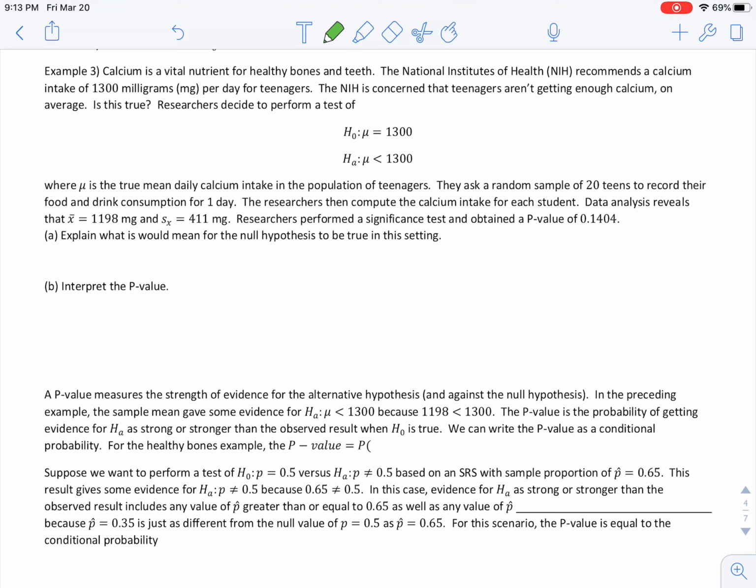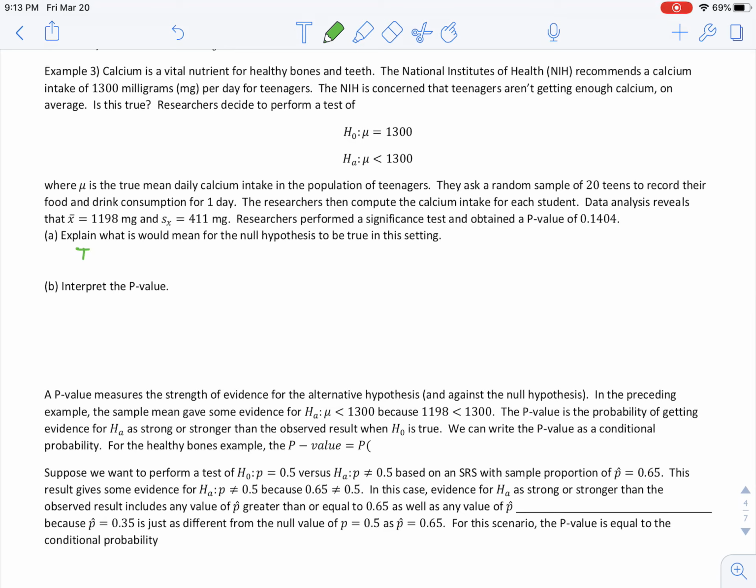So they ask a random sample of 20 teens to record what they eat. They compute the calcium intake. They find X bar and S sub X, so they get the sample mean and sample standard deviation. They perform a significance test. Here's what we're looking for. They get a p-value of 0.1404. I want to know what this would mean for the null hypothesis to be true in this setting.